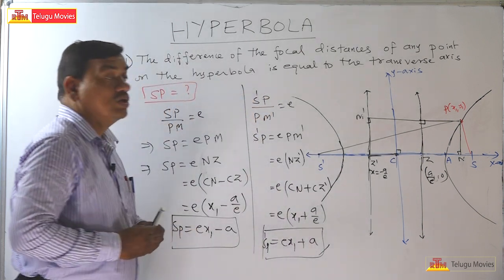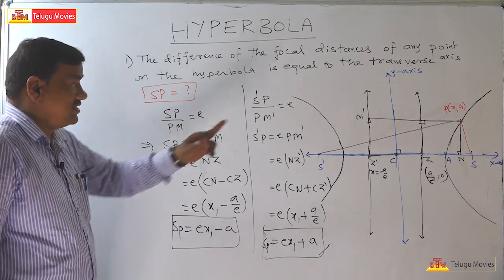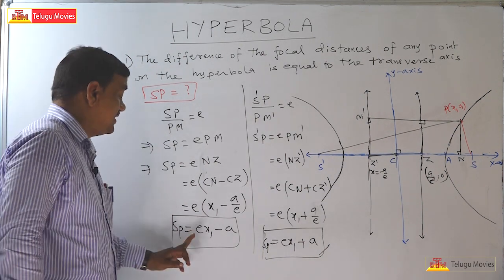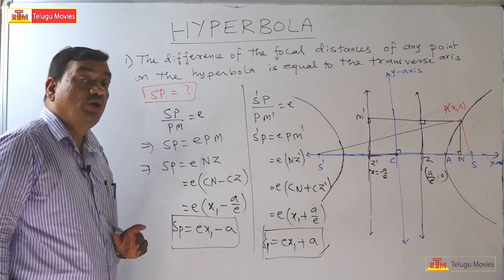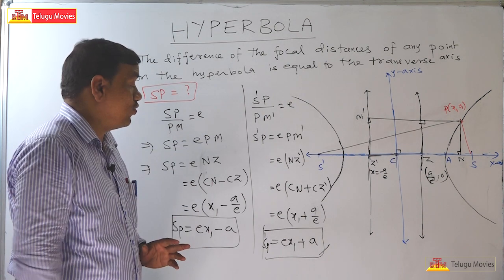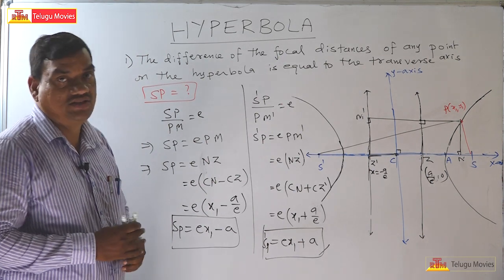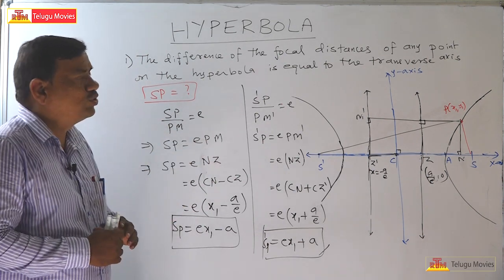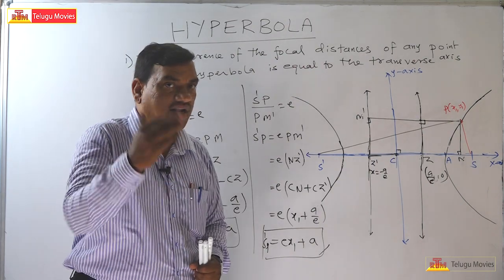That means if you find out the distance from one focus, that is the nearby focus, then the distance is Ex1 minus A. If you find out the distance from the point to the far away focus, that is S dash, it is given by Ex1 plus A. Okay, now I hope that you understand this concept. Now let us move to the next concept.